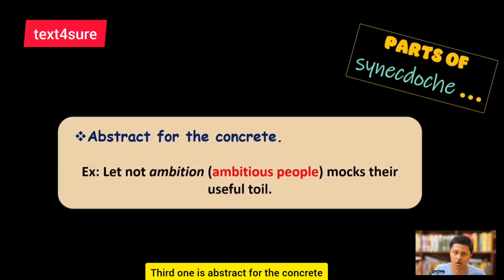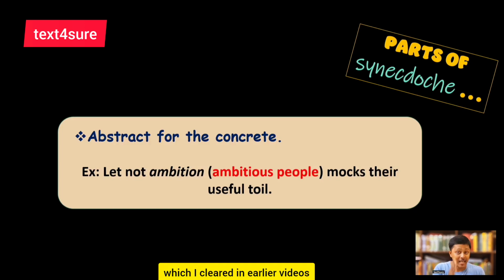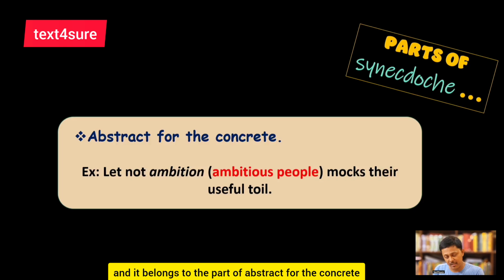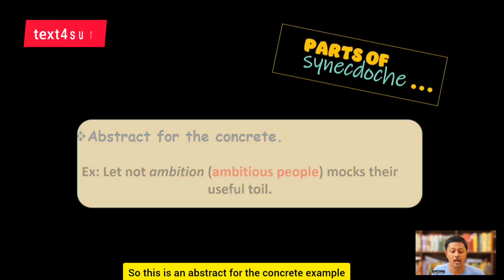The third one is abstract for the concrete. "Let not ambition mock their useful toil." Ambition, yes, sometimes you may call this another example of personification, where mocking is a quality of a human being. In that sense, you can use this as an example of personification, another rhetorical figure which I covered in earlier videos; the link will be in this video too. But here, more appropriately, this is an example of synecdoche, and it belongs to the part of abstract for the concrete. Ambition is here the abstract idea. The ambitious people are meant. So those people mock their useful toil. So this is an abstract for the concrete example.